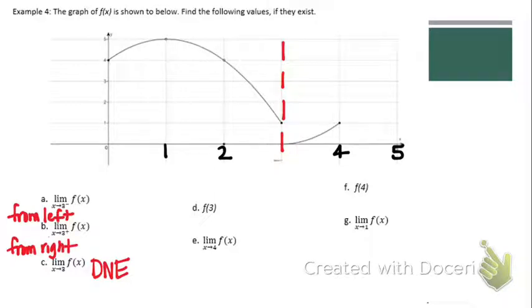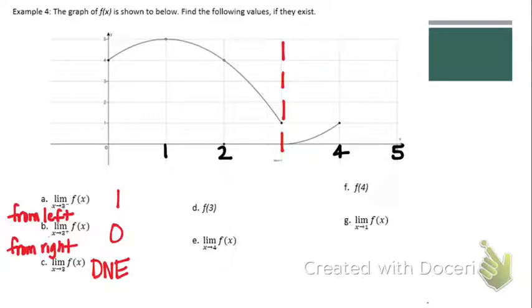Okay, so now that we have that all squared away, what do you think your limit would be when you're looking at this wall? Where does this graph touch the wall on the left side? 1. So on the left side, the limit is 1. But on the right side, what's the limit? 0. Who had 1 and 0 in D and E? All right, good job.